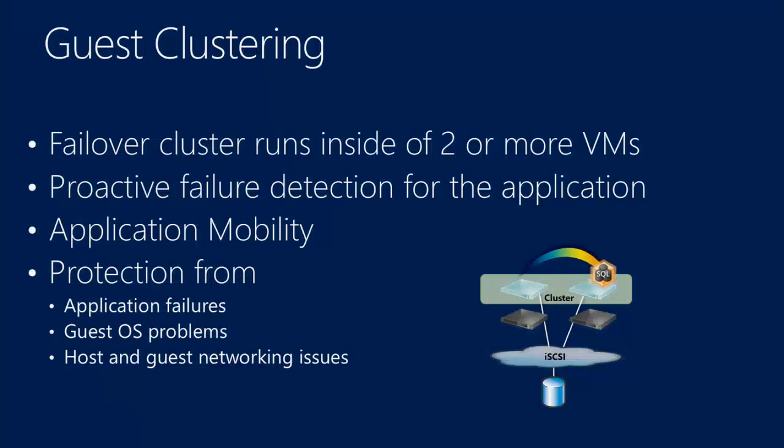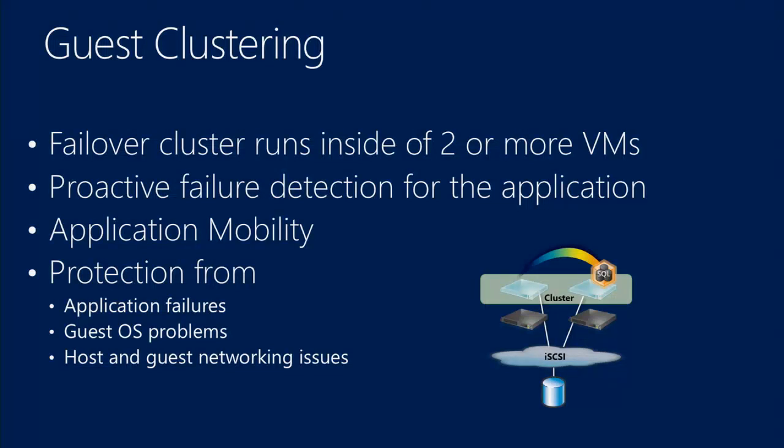So we talked about deploying your application to a virtual machine, and the virtual machine can move around your private cloud. We just talked about you can add extra monitoring capabilities for the virtual machine itself, or the applications running in the virtual machine. But the next level of availability is actually deploying a cluster within a cluster. We call it guest clustering.